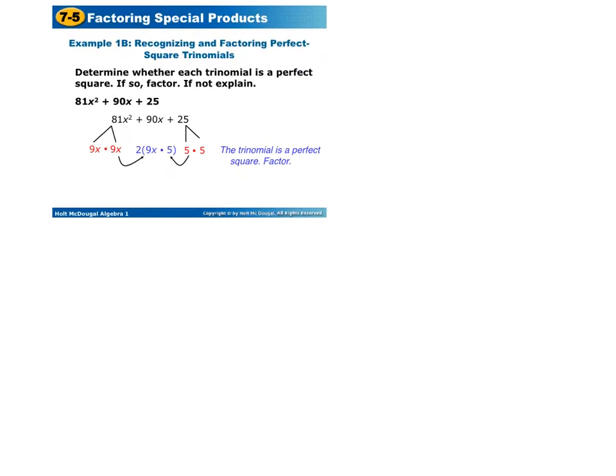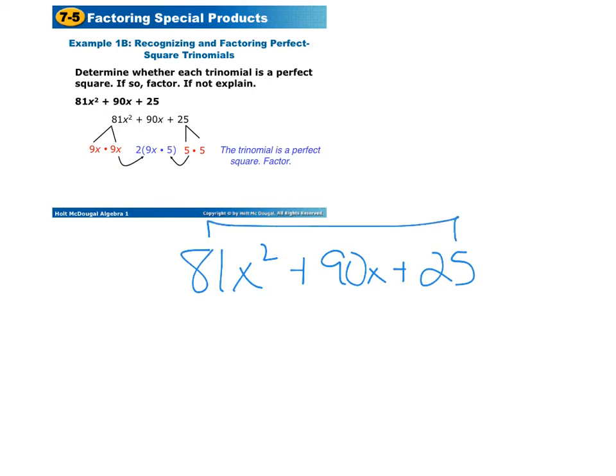Okay, now let's say this was a question on yesterday's quiz. 81x squared plus 90x plus 25. Now, if this were yesterday's question, you would have had to have multiplied 81 times 25, gotten this huge number, and tried to look for the factors of it that give you 90. So the shorter method for this is realizing that these are perfect squares.